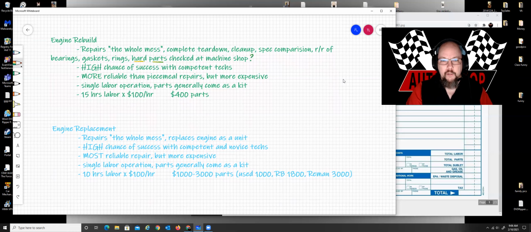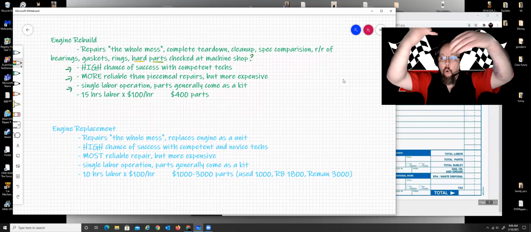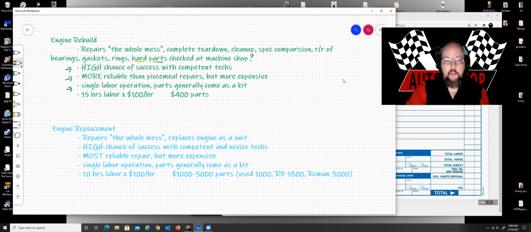But for our purposes, we're going to say that the hard parts are okay, okay? It's got a high chance of success with competent techs working, okay? It's more reliable than a piecemeal repair, but it is more expensive, okay, from a labor standpoint. But it does involve one single labor operation, and the parts generally come as a kit. So you're kind of wrapping the whole mess up into one thing, okay? So let's say you got 15 hours of labor at $100 an hour, so $1,500, and then $400 for the kit, okay?